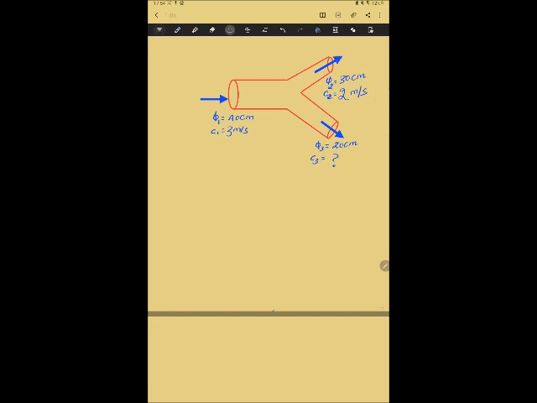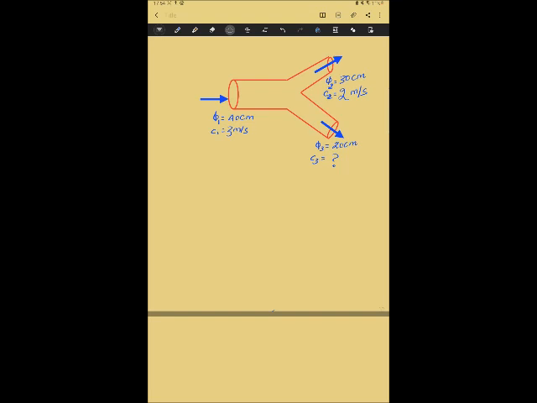That is the velocity with which fluid is flowing out. And then we have pipe 3, which has got a diameter of 20 centimeter. We are asked to find what is the velocity with which the fluid is going to flow out. My dear people, I want you to pause and try to do it on your own, and then see if you are able to do it.